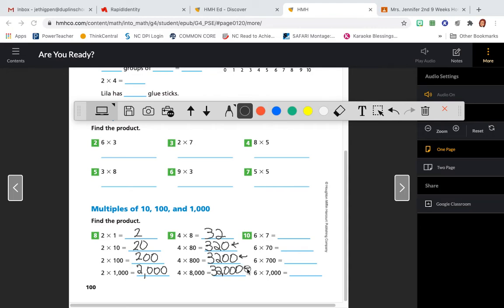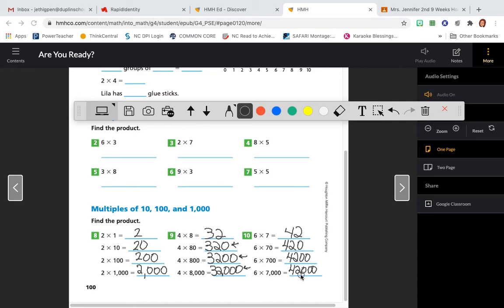All right, let's look at number 10. 6 times 7 is 42. So we do the same thing, use the same pattern. Check your answers, make sure that you have them correct.